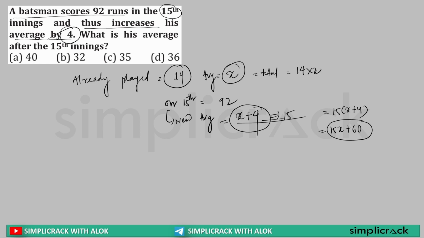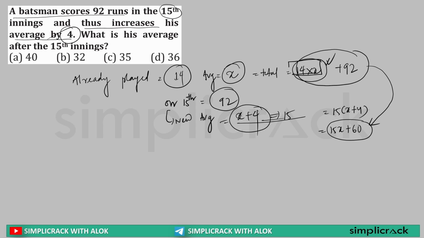Okay. Now understand this. If I say till 14th innings, this was his score, and on the 15th innings, he added 92. And if I add both these, I will get the score after 15th innings. Yes or no? Understand this. Till 14th innings, his total score was 14 into X. Yes or no? Yes. Now, on the 15th innings, he scored 92. So, this is the total score after 15th innings.